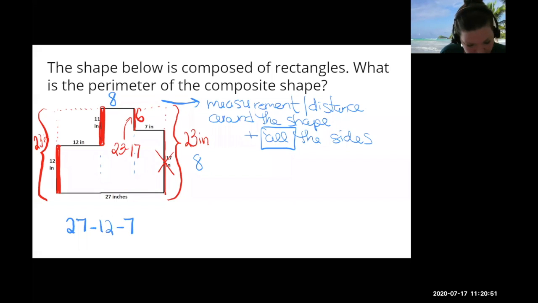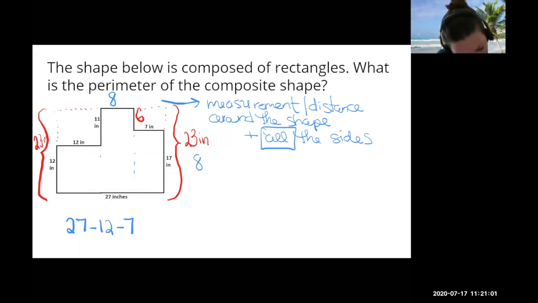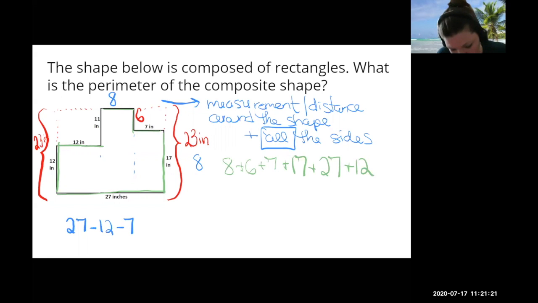Let me just clean this sucker up a little bit. Okay, so I have an 8-inch side, and a 6-inch side, and a 7-inch side, and a 17-inch side. And some of you guys are going like, why is she going so slowly? It's because one of the biggest mistakes students make is forgetting a side. So I just want to make sure I trace every side and I get all the way around my shape. Yep, and yep, I see you guys picking up your calculators.